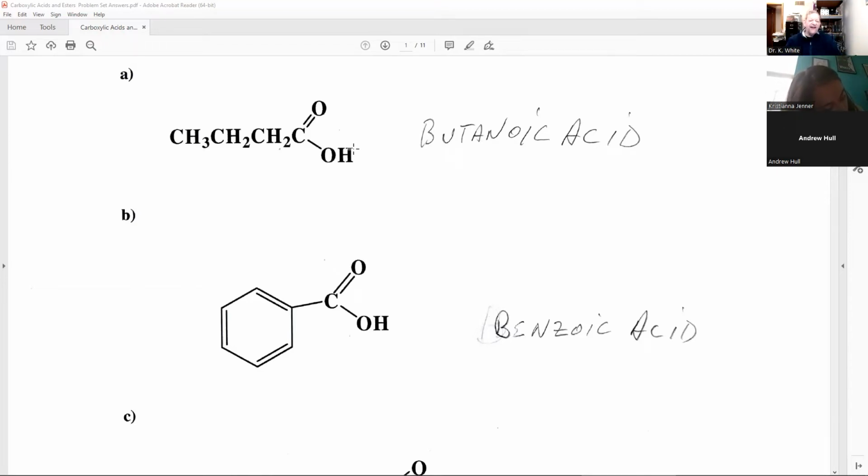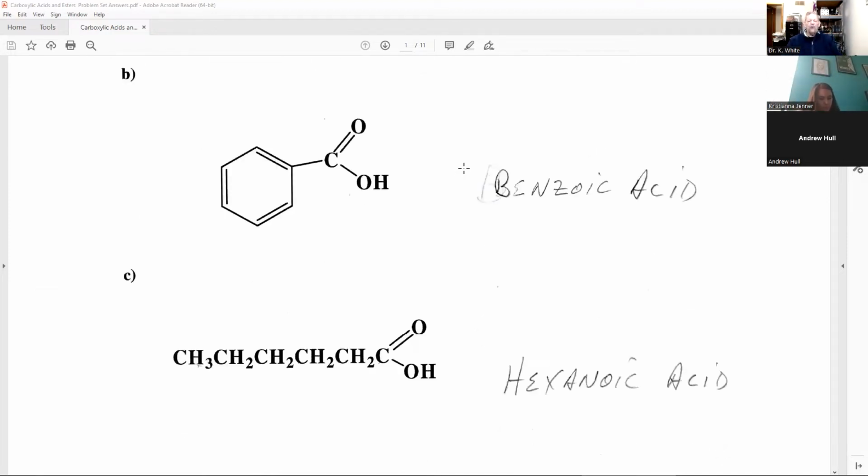If we look at A, we have a carbonyl, hydroxy group, R group: a carboxylic acid. Find the longest chain with the carbonyl carbon double bonded to oxygen. That's always carbon 1, so you don't have to put that down. You name it as an alkane, butane, drop the E, add OIC and the word acid, and you get butanoic acid. Now B, when R is a benzene ring, this is the common name that IUPAC also made the IUPAC name, and that's benzoic acid.